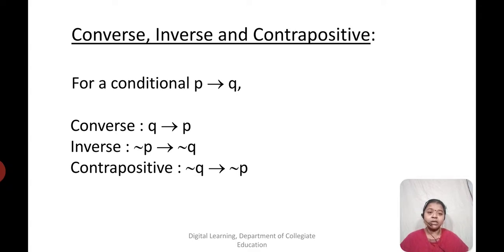The last part is contrapositive. The contrapositive is nothing but negation of converse. So it will become negation Q implies negation P.